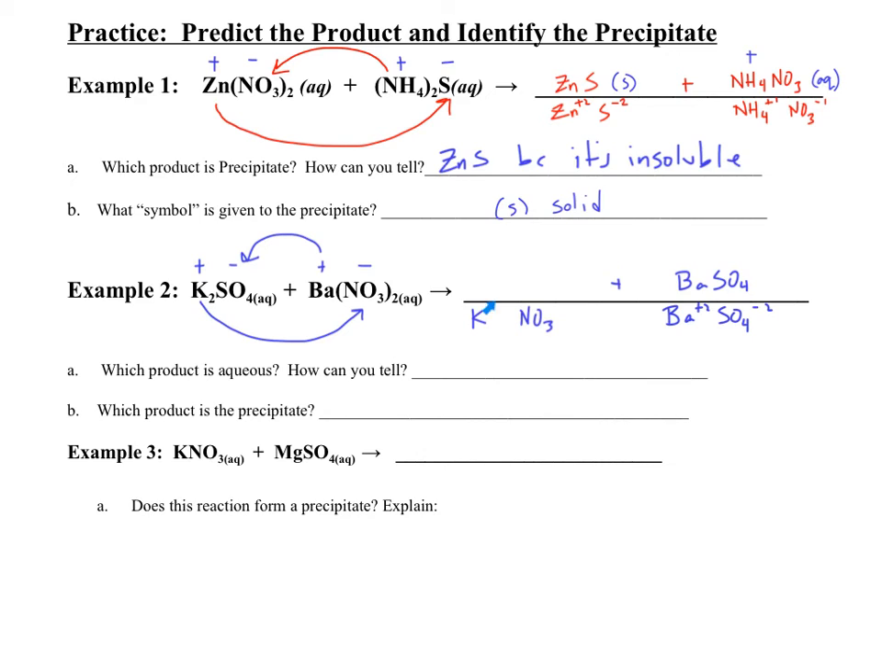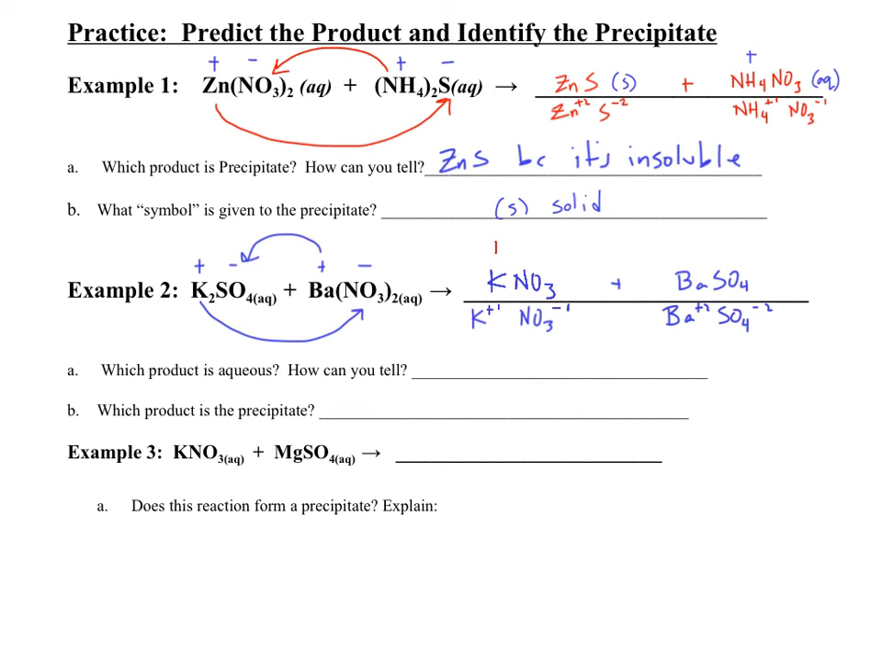Okay, over here I've got potassium and nitrate. Nitrate's a polyatomic ion that's got a -1 charge. Potassium is an alkali metal. It's got a +1 charge. So when I cross those, I get K1NO3 or simply KNO3. So let's figure out which one's soluble, which one's insoluble.